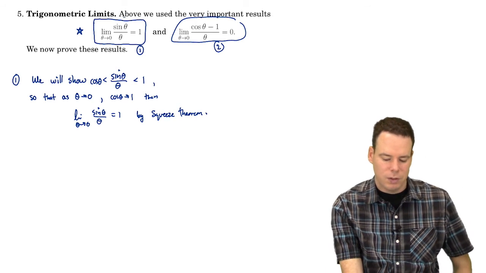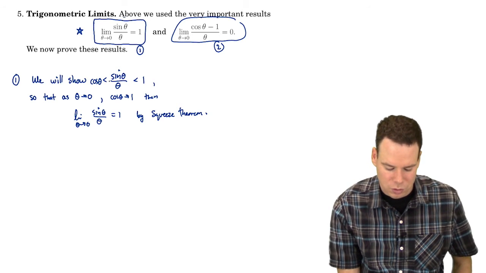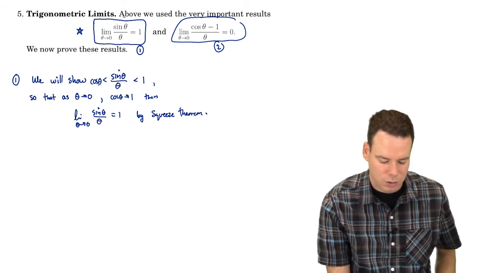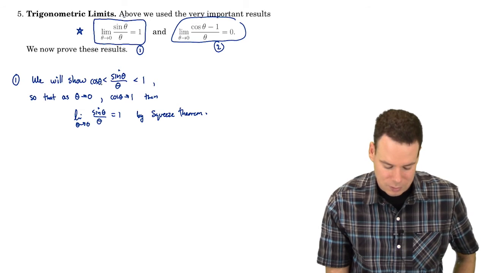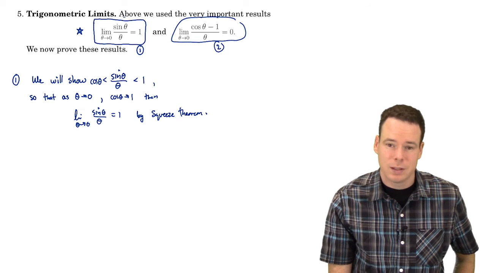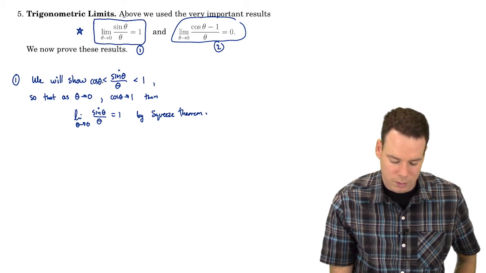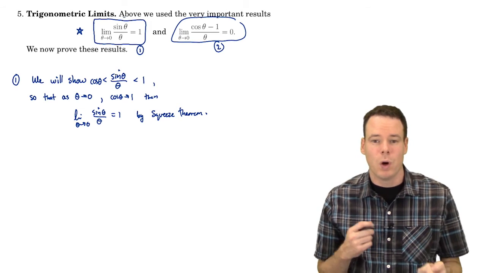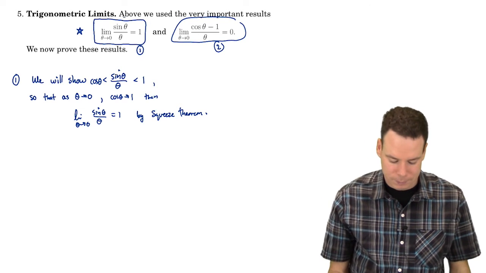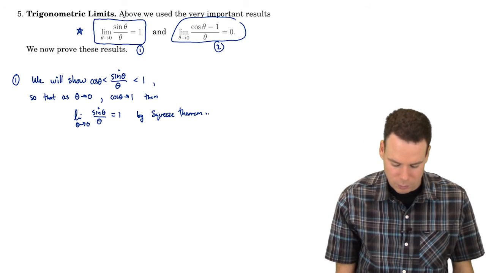So I'm saying sine of theta over theta is trapped between two functions, the constant function 1 and this smaller function cosine of theta. But as theta shrinks, sine of theta over theta always has to be bigger than cosine of theta, which is going to 1. So sine of theta over theta has to be trapped between 1 and 1, and so it's got to be 1. So by the squeeze theorem, we get the result.